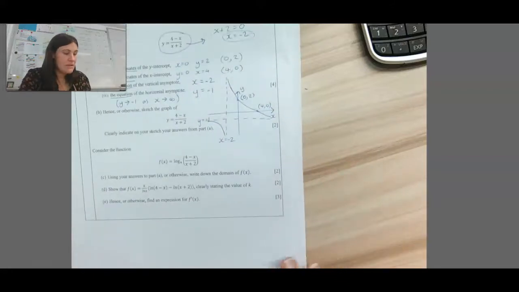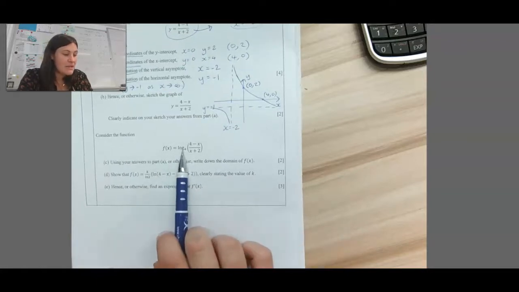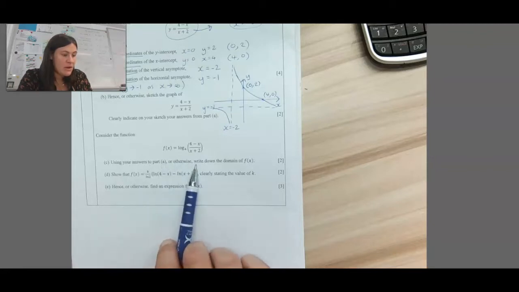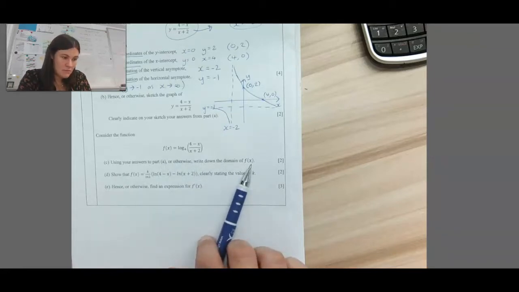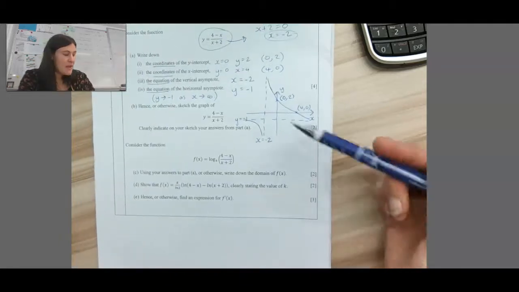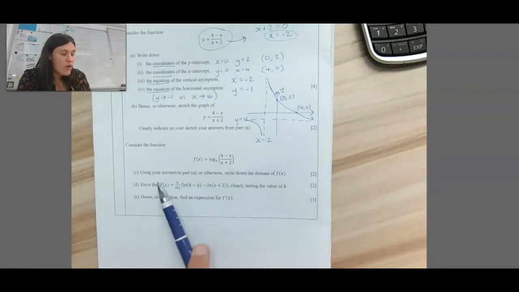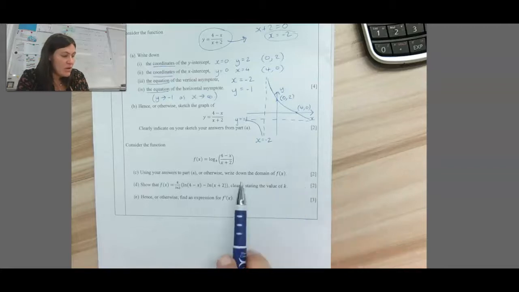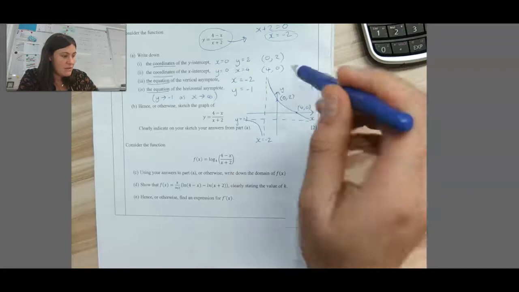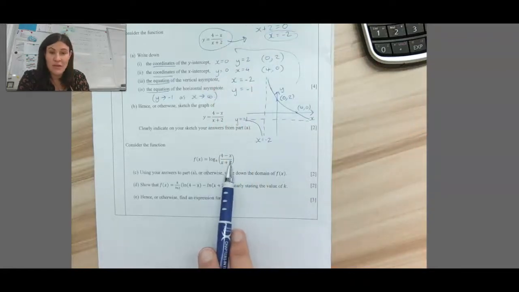All right, next part. Consider the function f of x is log base 4 of this. Using your answer to part A or otherwise write down the domain of f of x. All right, if it says using your answer to part A, we will use the answer to part A because we want to make our lives as easy as possible. So really important to notice here is that we're not writing down the domain of this function. This function is this one, and f of x is a different one. It's log base 4 of that.